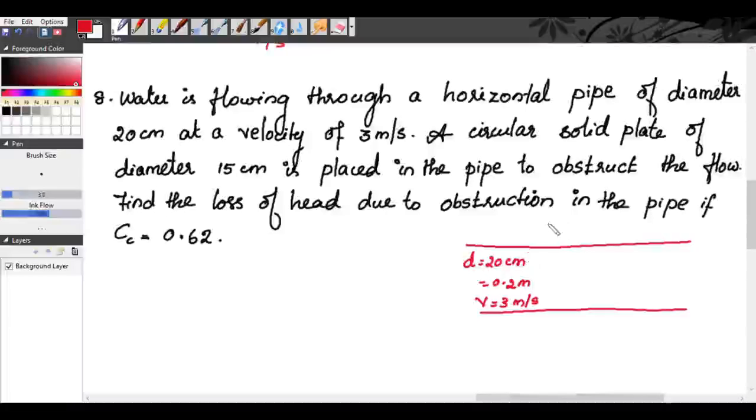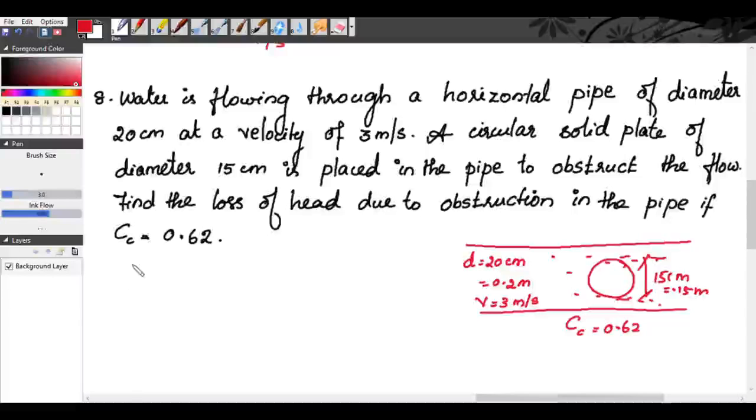A circular solid plate of diameter 15 centimeter is placed in the pipe to obstruct the flow. So there is a circular solid plate in the pipe in order to obstruct the flow. So the diameter of this plate is 15 centimeter, that is 0.15 meter. Find the loss of head due to obstruction in the pipe if Cc is equal to 0.62. Here Cc is the coefficient of obstruction.